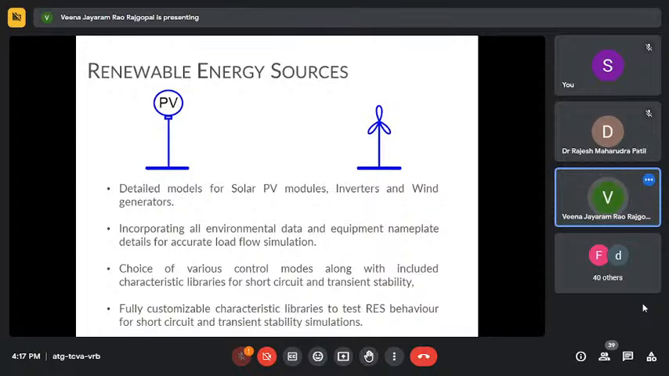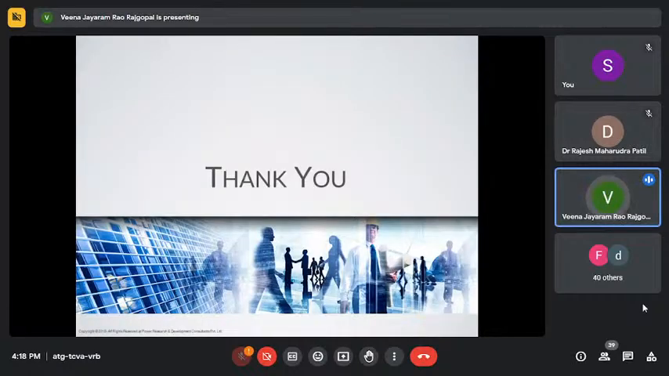And also the other advantages, like you can model the renewable energy sources. You have the solar modeling and wind modeling, and currently we are working on biomass and other renewable energy sources. As of now, we have the solar and also the inverters and wind generators. So the effect of that in normal load flow, and also in transient stability and short circuit studies, can be seen. So this is a small presentation on this.